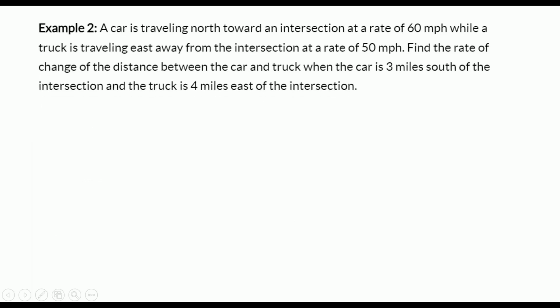Okay, so next part here. Now a car is traveling north towards an intersection at a speed of 60 miles per hour. Yeah, it's a very American unit. While a truck is traveling east away from that intersection at a rate of 50 miles per hour. Find the rate of change of the distance between the car and truck when the car is 3 miles south of the intersection and the truck is 4 miles east of the intersection. Okay, so that is the given problem. We have quite a few values given to you here.